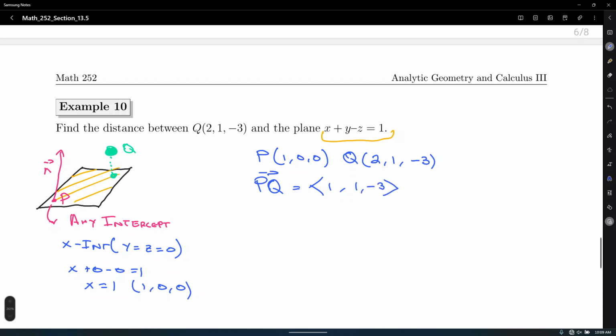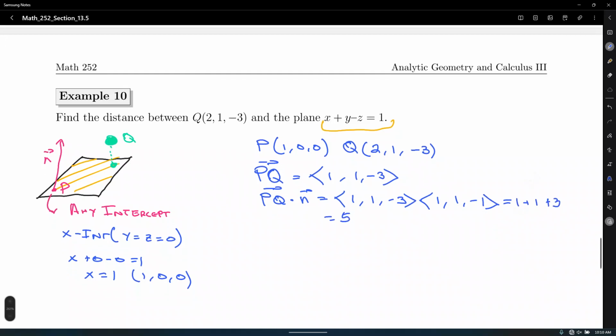Then let's find the dot product between PQ and the normal vector. PQ, which we just found, (1, 1, -3), dotted with n. Where do we get the components of n, by the way? From the plane. The coefficients of the plane, the invisible 1, 1, and negative 1. So n is (1, 1, -1). Dot product it, and that's 1 plus 1 plus 3, which equals 5.